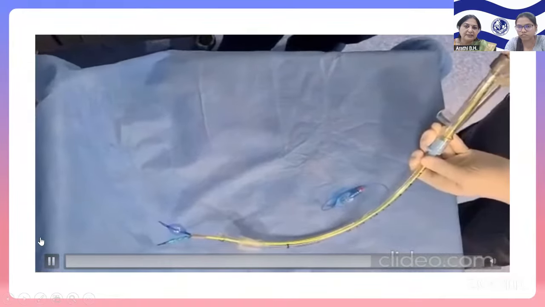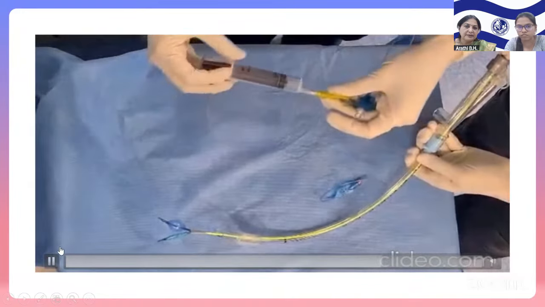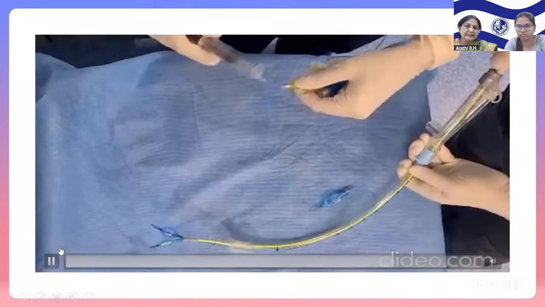Again, we check the cuff of the tube. We deflate and check it.